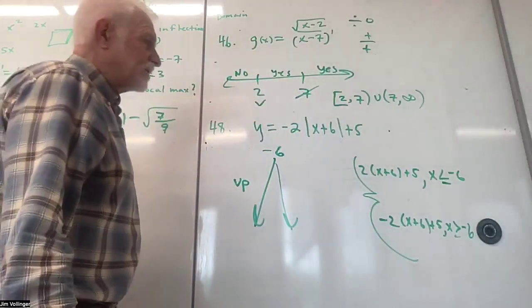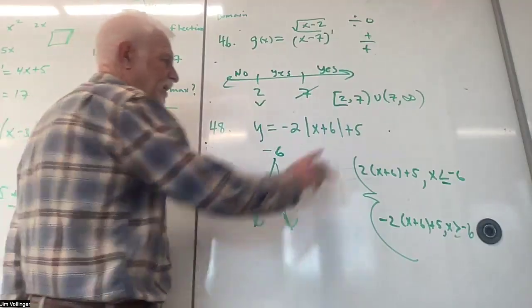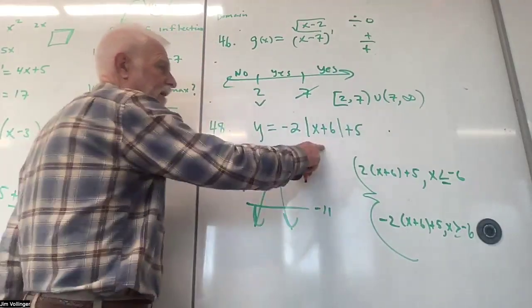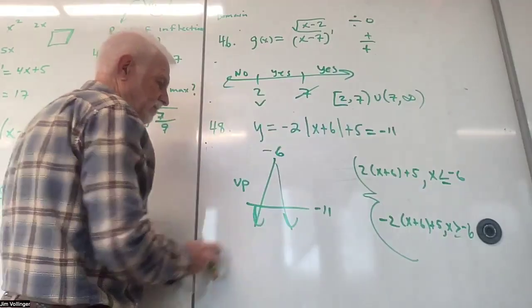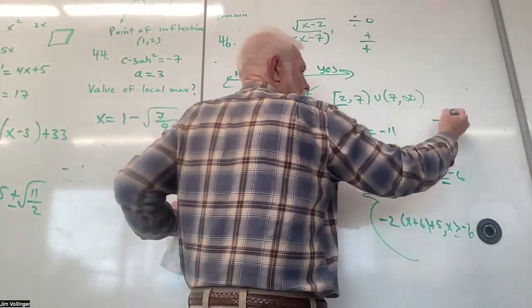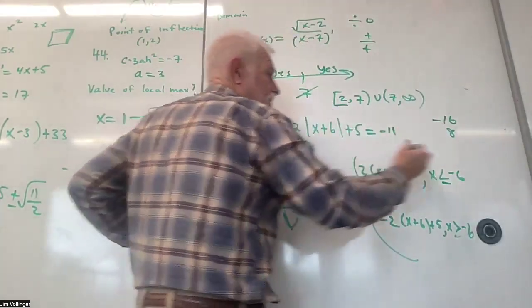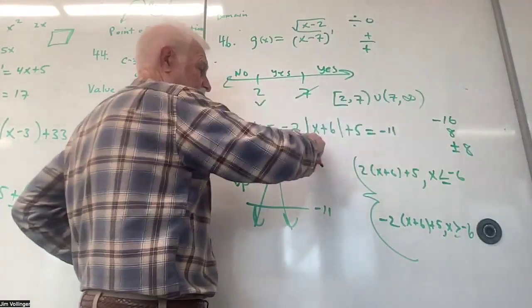Now, maybe I asked to solve this equation for something. I don't know. All right, so let's pick an odd number. How about -11? When does this thing equal -11? All right, so I'm going to erase this now. No, I can do it here. I'll do it over here. So I'm going to subtract 5. I'm going to divide by -2. And now I'm going to be 8 units to the right and the left of -6.